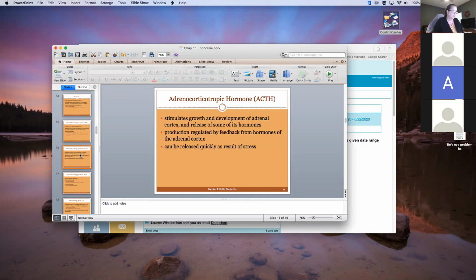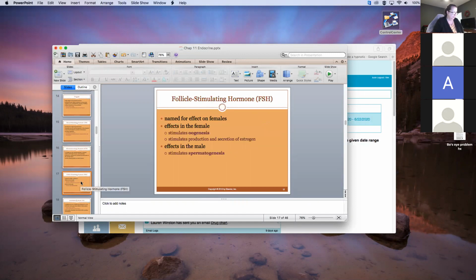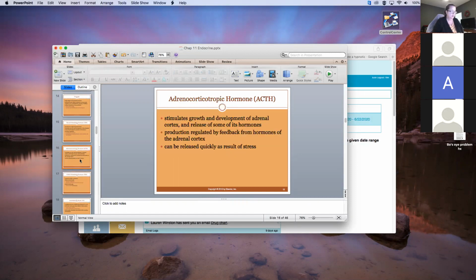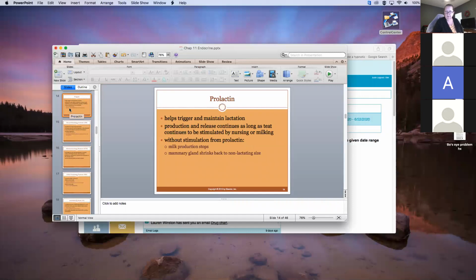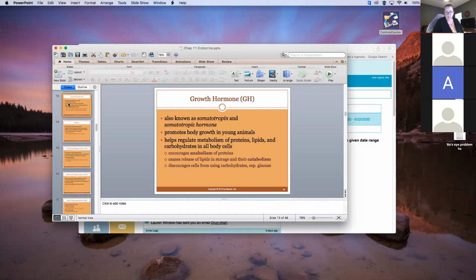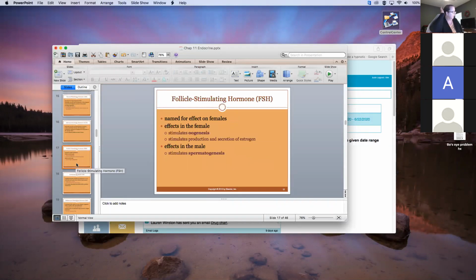Okay, so we have ACTH, TSH, prolactin. The target here is the adrenal cortex, here is the thyroid gland, here is the mammary tissue. Do you see? Now growth hormone, the target's pretty much the body. That doesn't have one spot. FSH, in the female the target is the ovary and in the male the testicles. I always think of FSH more as a female hormone, but the males have a response to that.